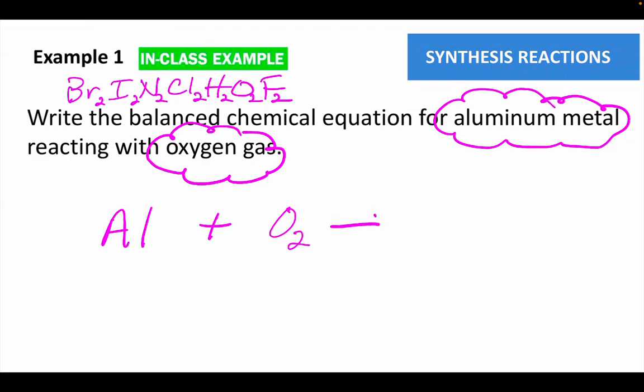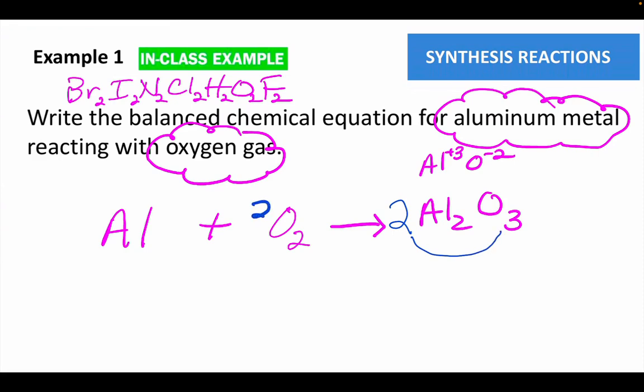So, in fact, here we go. So this is going to be aluminum oxide, so Al2O3. And then balancing this, I'm going to try to get 6 oxygens, so I'll put a 2 here because 2 times 3 is 6, and a 3 here. 3 times 2 is 6. And then that gives me 4 aluminums, so I'm going to put a 4 there.